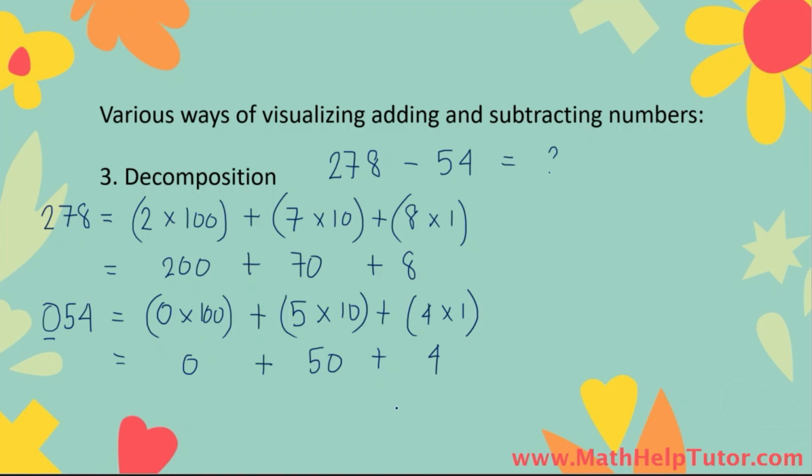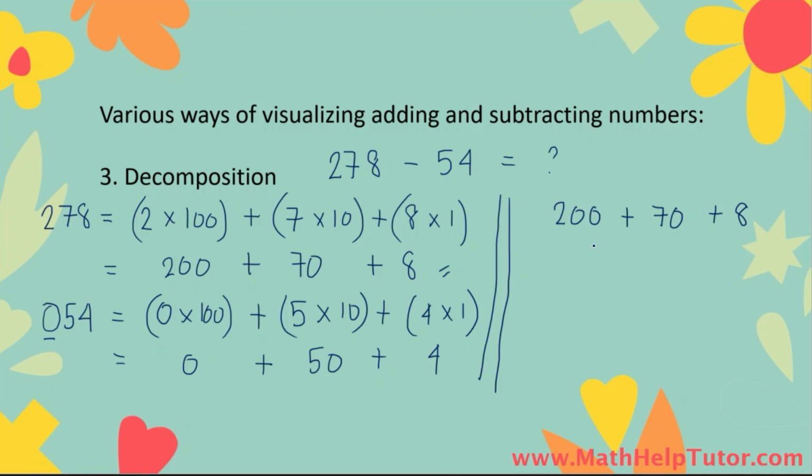Next, we are going to subtract the different values for each place of these numbers. So let's write it over here. Let's just draw lines to separate this part from this part. For 278, we have the expanded form here. That's 200 plus 70 plus 8. And we are going to subtract 54.